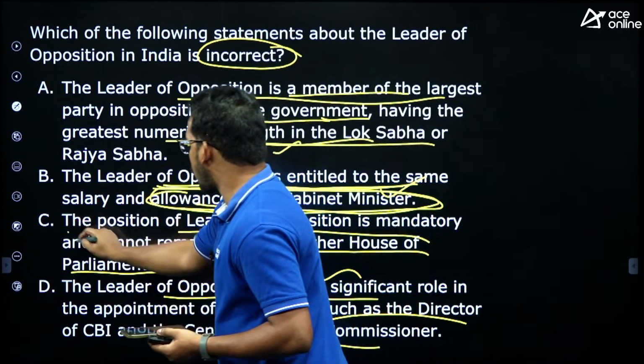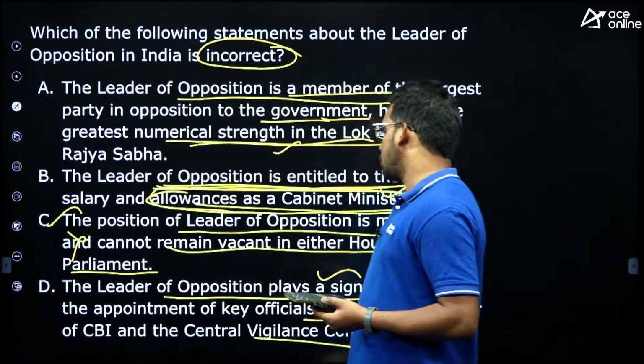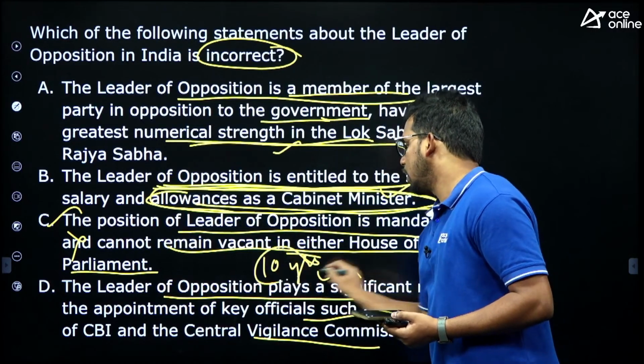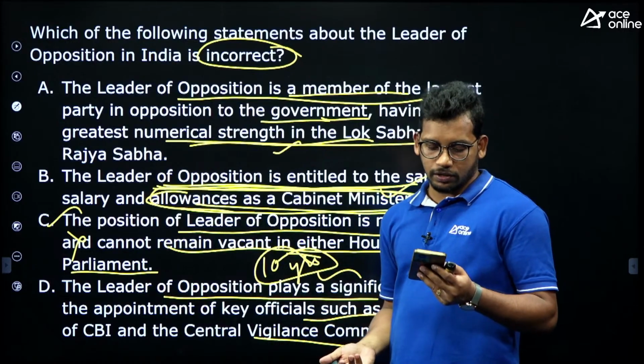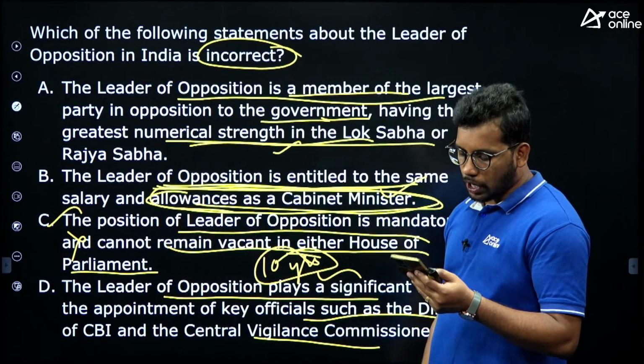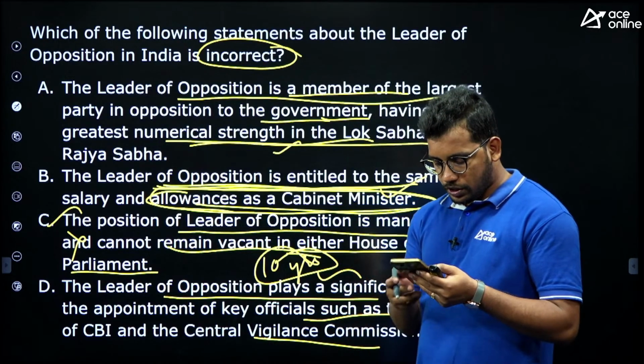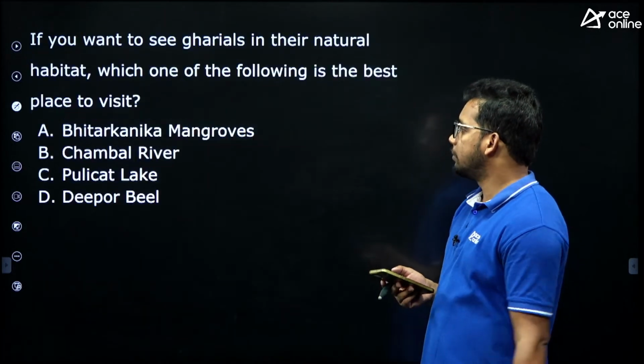And the third is wrong. So hence the answer is correct because it can remain vacant. That's what we have discussed. For 10 years it was vacant without any recognition, right? So it is a very easy question if you have patience to read the statements. Ramanjanelu, Ranjan, Srinath, Malini, all of you are correct.